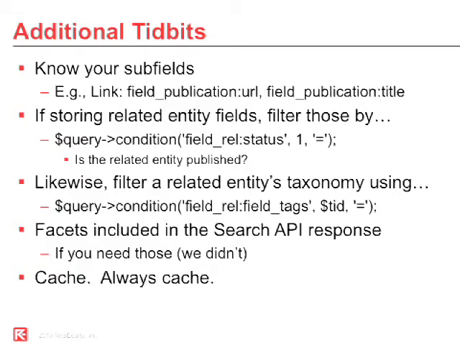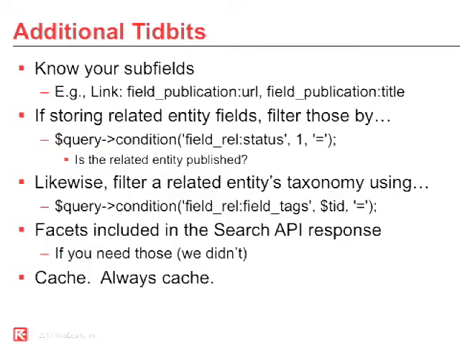If you're storing related entity fields, you can filter by those as well using the little thing you see right here, where it's just field_related_field:status equals 1. So now you're returning, or I guess you could say true, published nodes. Now you're returning nodes in which the related field is published.